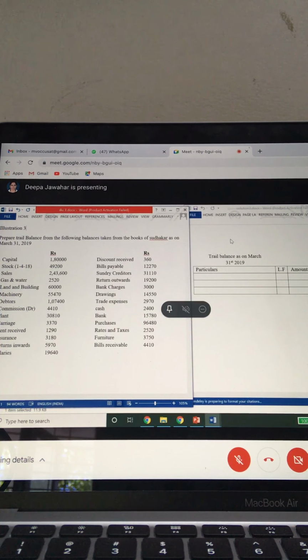End of the month, prepare. The date will be in the heading: trial balance as on March 31st, 2019. We prepare the trial balance to know the accuracy, that debit and credit balances are the same. Only one date will be there, the end date, because on that date you are preparing the trial balance, after receiving all the balances. That date will be upon the heading, trial balance as on March 31st, 2019. That is why there is no date column.